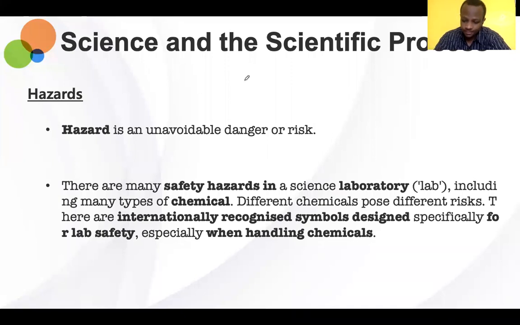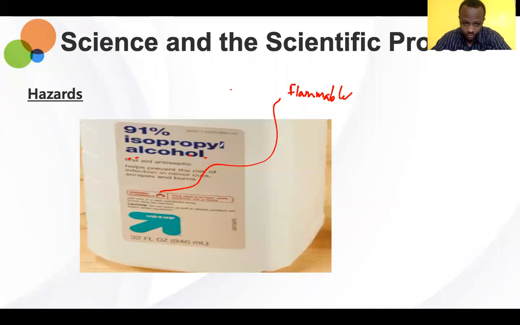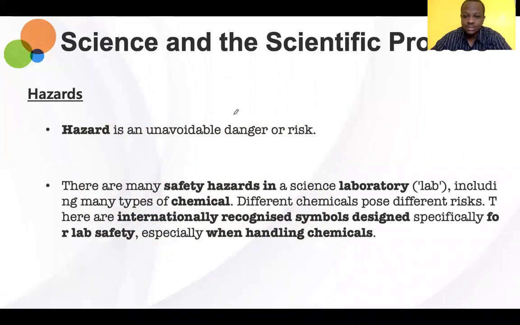So suppose some of the alcohol is spilled and we have fire close by. It is unavoidable that the fire will happen. We can't avoid it, but we can stop it from spilling. That's the only thing we can actually control. So we have to be extra careful when dealing with hazards and material that cause hazards.